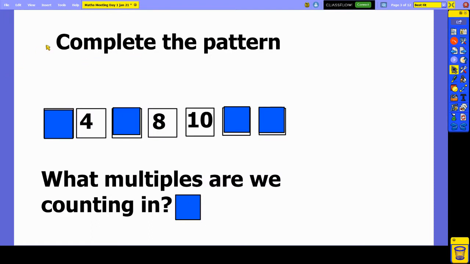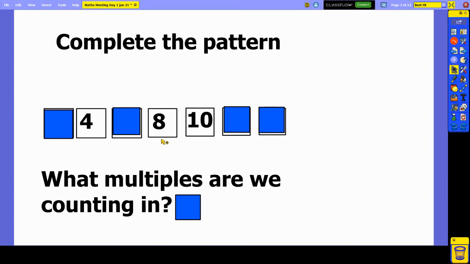Okay, I now have a pattern. I want you to complete the pattern. I have some numbers here and I want you to fill in the blue boxes. So on your sheet, I want you to fill in all the correct numbers and work out what multiples we are counting in. So pause your video now and write on your sheet.